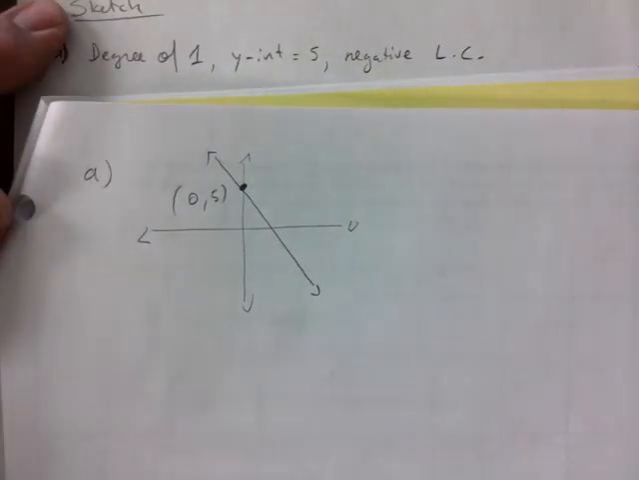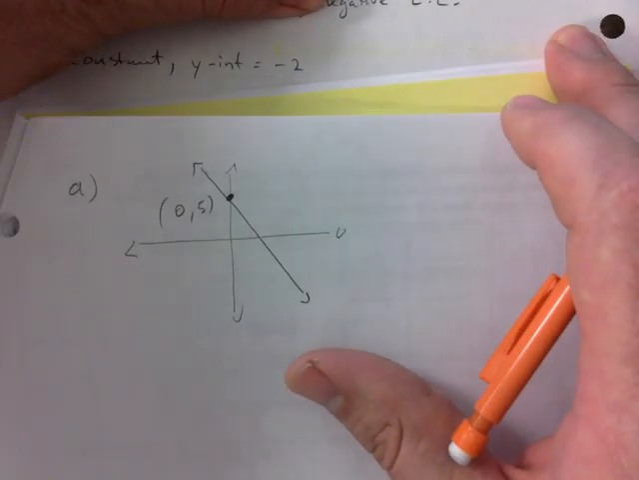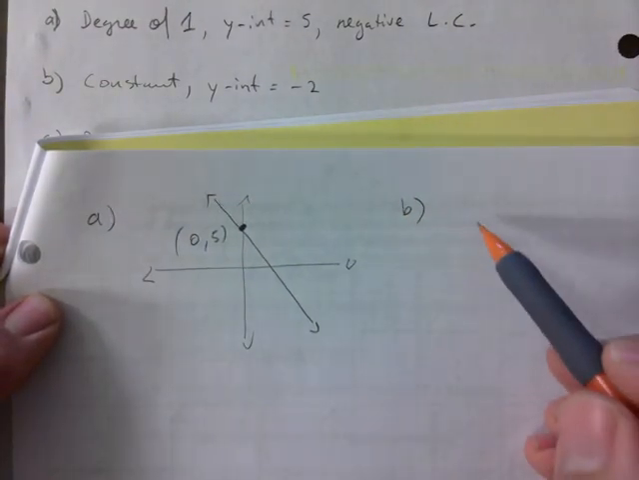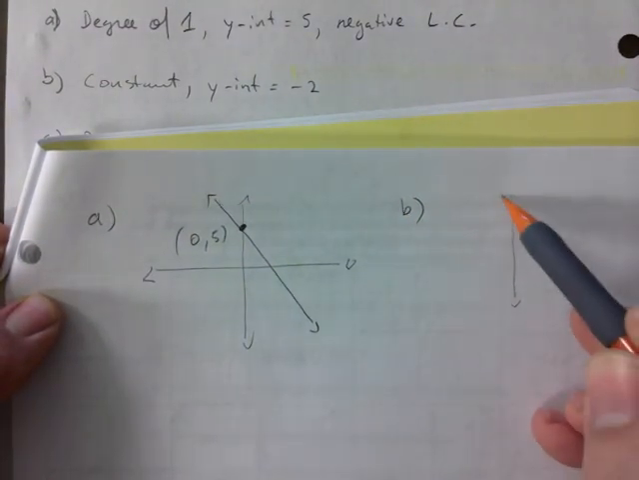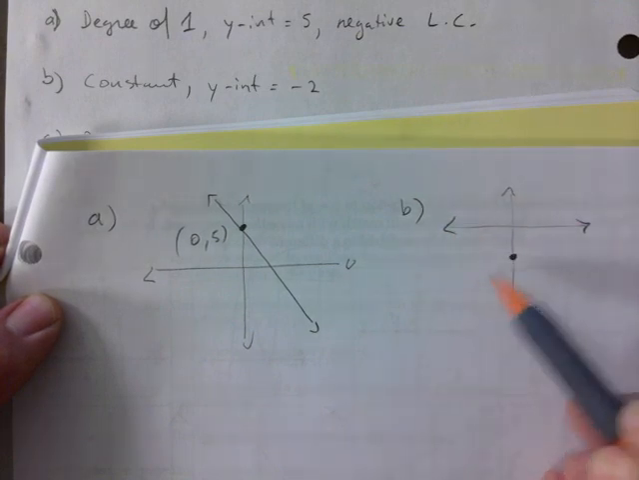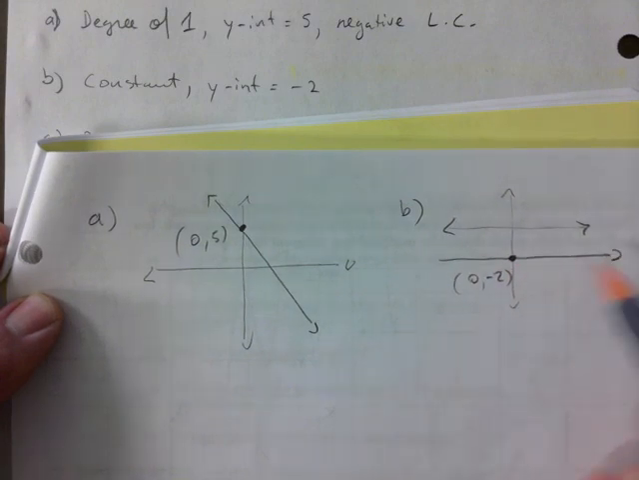The next one, constant, y-intercept of negative 2. A constant is just a horizontal line. Okay. So you would just stress that it's going through negative 2. And it's just a horizontal line like that.